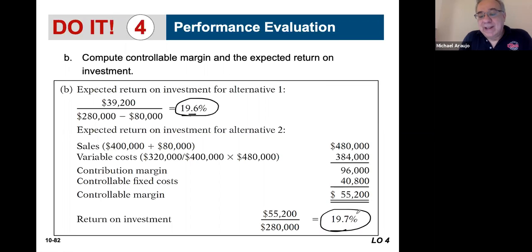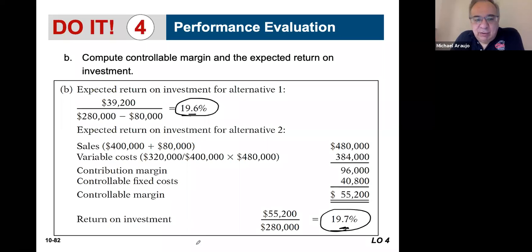Again, they're going to ask you to calculate this to usually one decimal. And remember that contribution margin as a percentage of sales will stay the same. In the original, it was 20%. In this one, it's 20%. So just remember that.